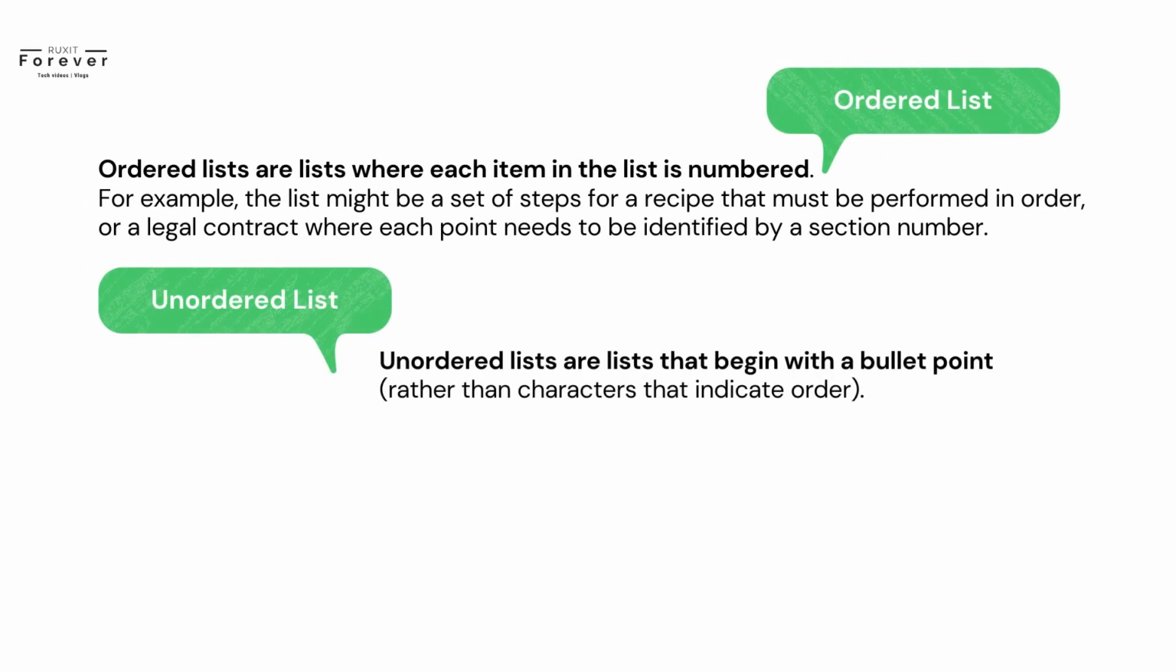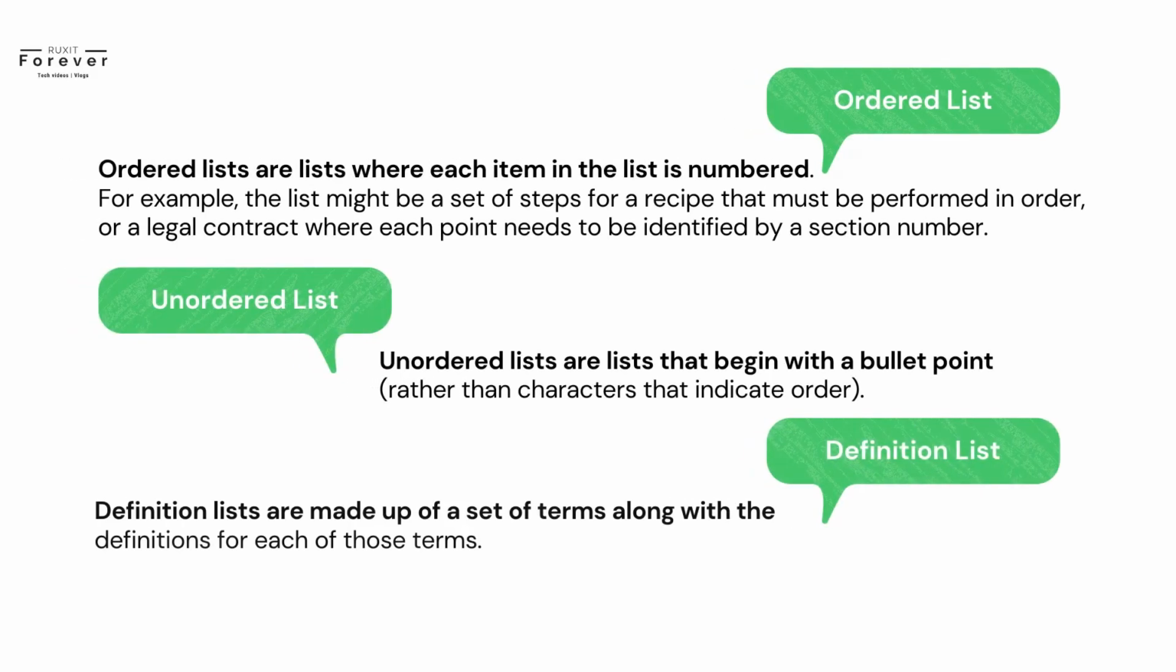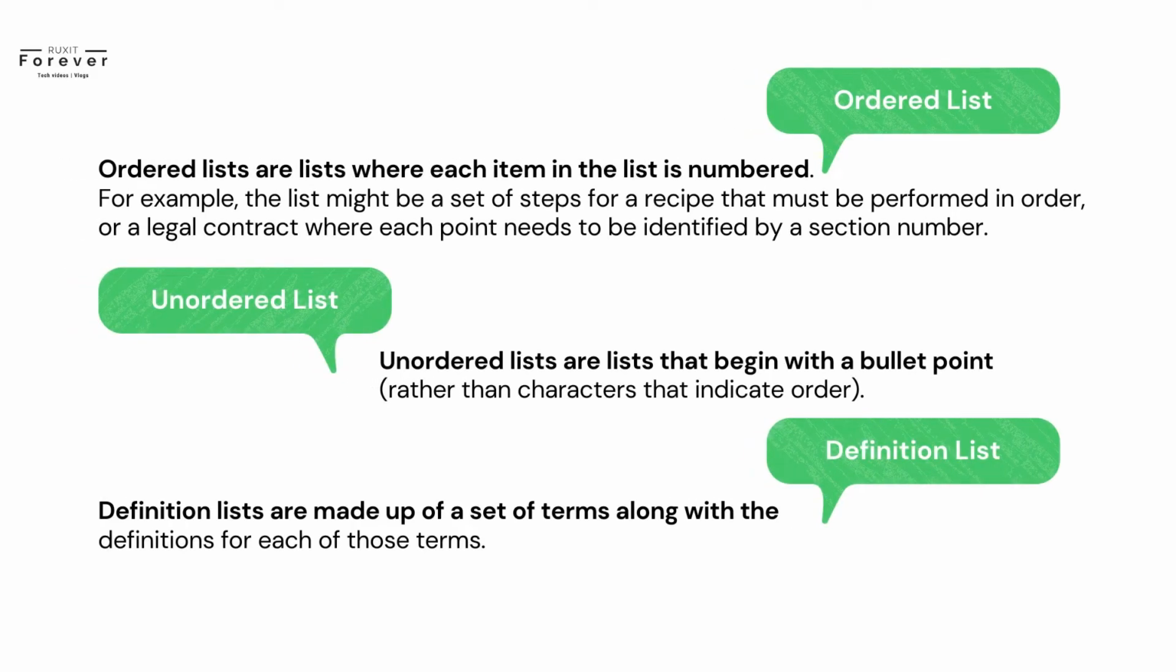Second, unordered lists. Unordered lists are lists that begin with a bullet point, rather than characters that indicate order. And third, the definition lists. Definition lists are made up of a set of terms along with the definitions for each of those terms.